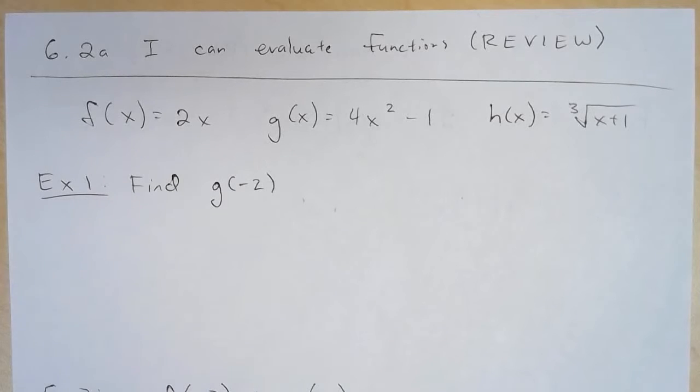We're just going to evaluate functions. So we've got three functions here. We've got f of x equals 2x, g of x is 4x squared minus 1, and h of x is the third root of x plus 1, which should also be said as the cube root of x plus 1. So, our first example, find g of negative 2.